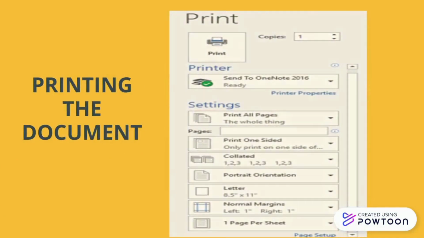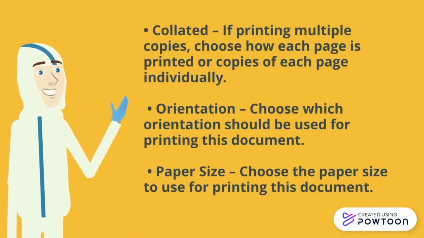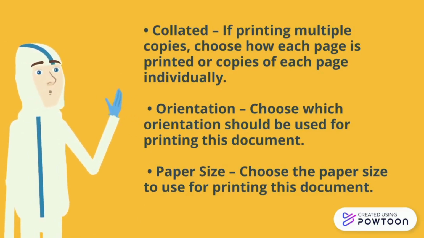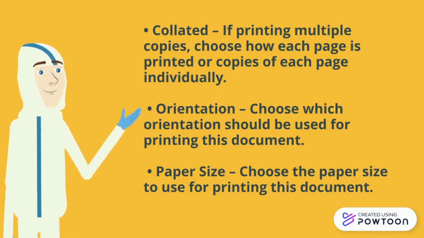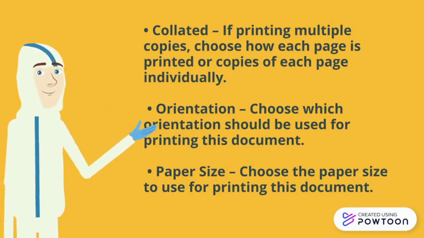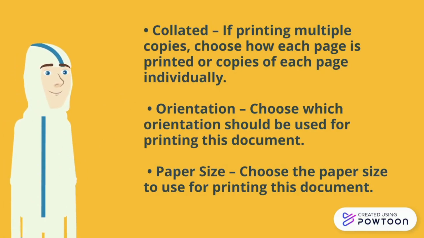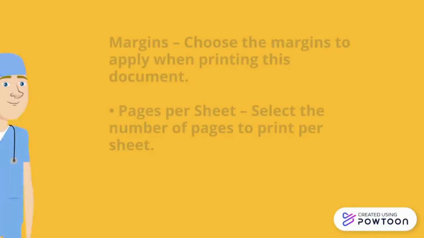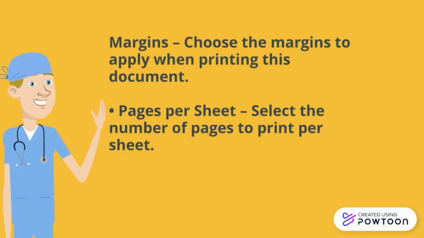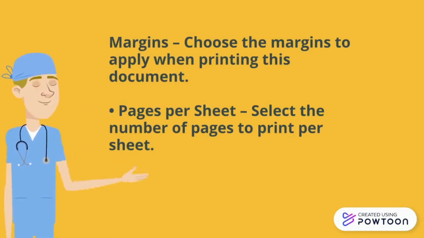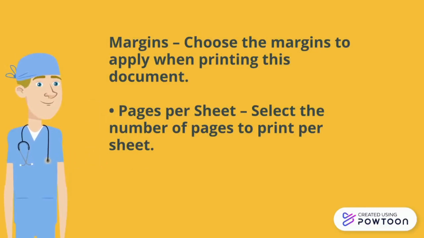Printing the document. Collated, if printing multiple copies, choose how each page is printed, or copies of each page individually. Orientation, choose which orientation should be used for printing this document. Paper size, choose the paper size to use for printing this document. Margins, choose the margins to apply when printing this document. Pages per sheet, select the number of pages to print per sheet.